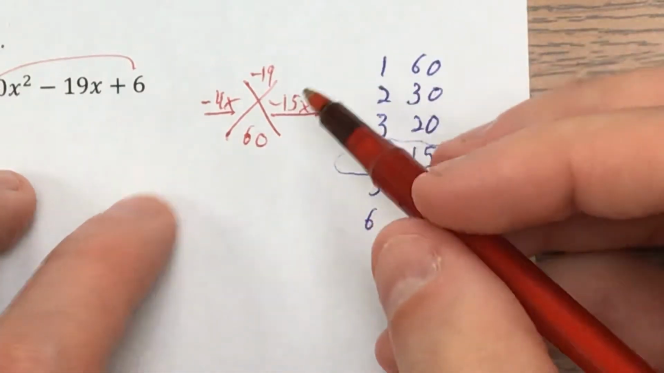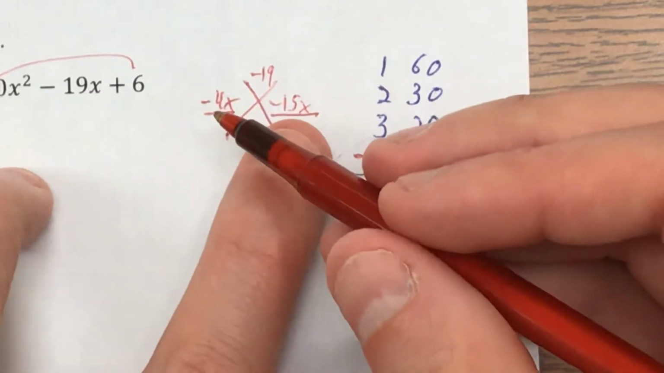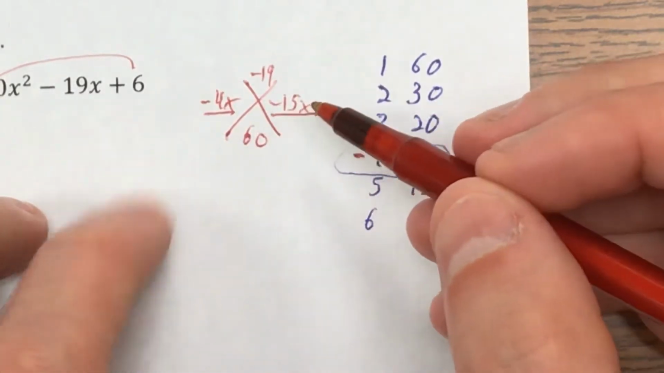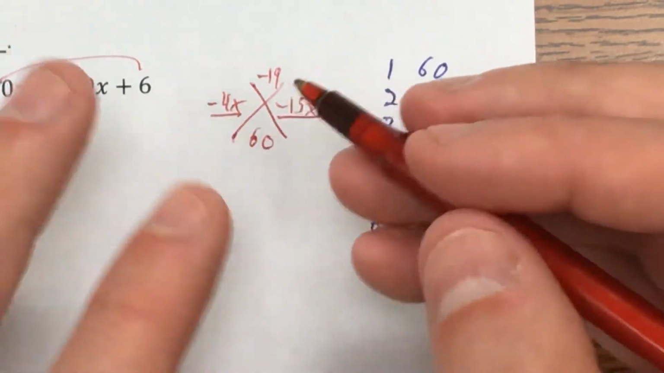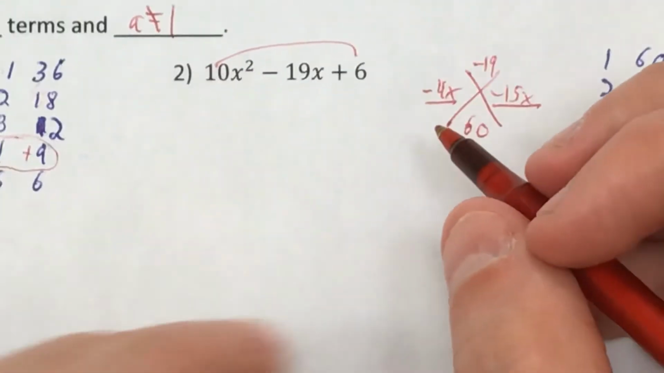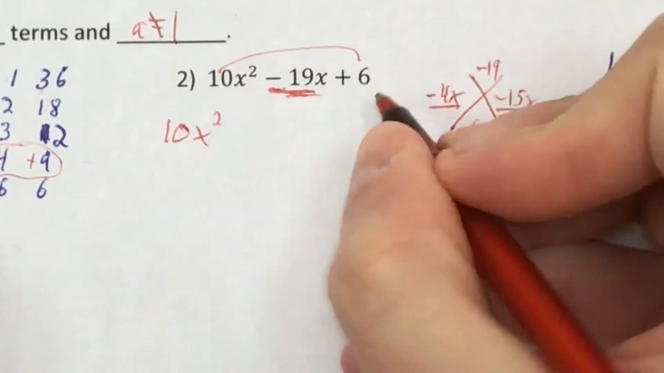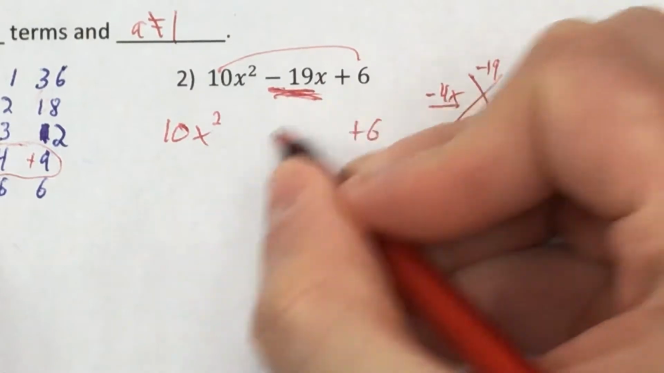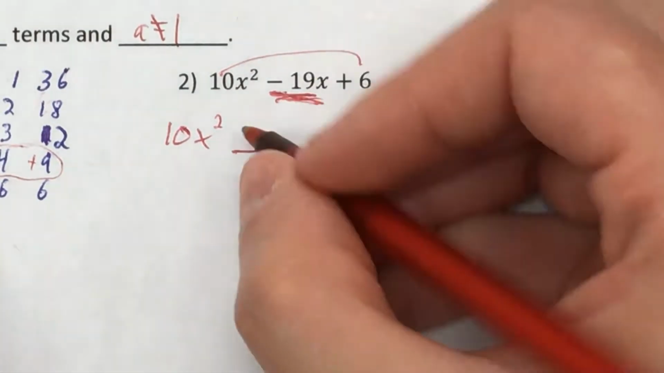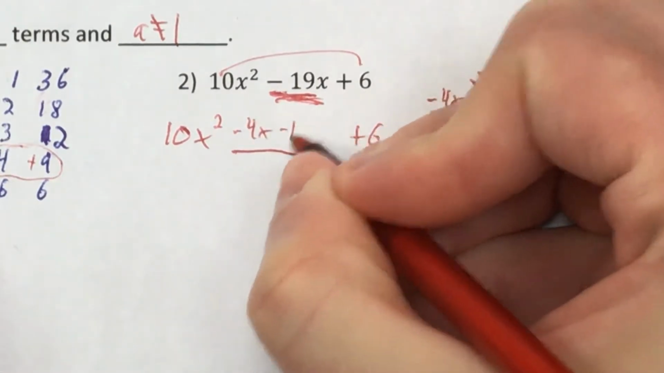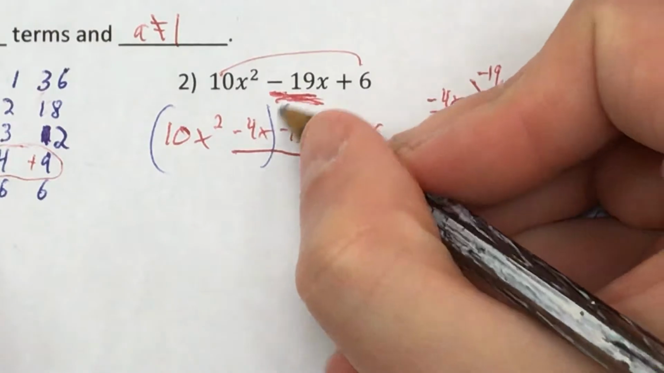By the way, in case you're wondering, if I put the negative 15 first and then the negative 4, you're going to get the same answer at the end. It doesn't matter. There's no way to tell which one you put first. It just literally does not matter. So, once again, I'll keep the 10x squared. I keep the plus 6. But this negative 19 is going to be put into negative 4x and a minus 15x.